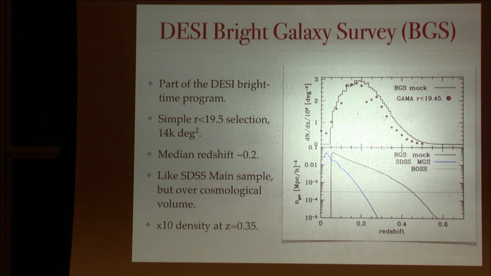So the selection is just going to be r-band selected down to 19.5 over 14,000 square degrees. The median redshift would be 0.2. So you're going to have a volume bigger than the BOSS low-z volume, but with a number density which is on average about 10 times as high. If you want to do the type of analysis at nonlinear scales that I'm talking about, having a high number density is really important. You don't really care about nP so much as being able to beat down shot noise at really small scales in the one-halo term.